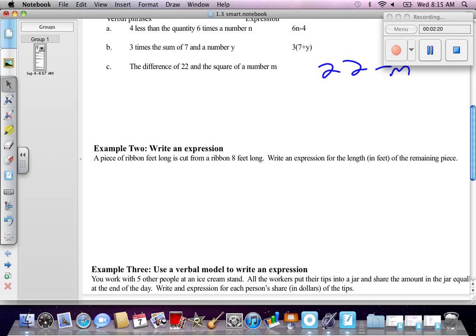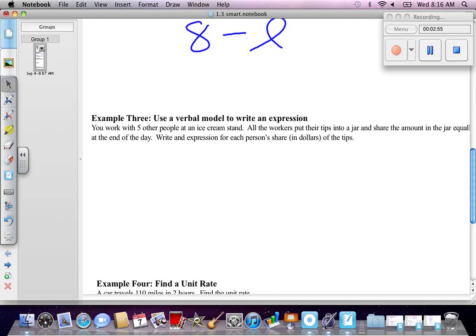All right, let's turn our paper over and look at example 2. We're going to write an expression. A piece of ribbon that is L feet long is cut from an 8-foot ribbon. Write an expression. So how much ribbon did we start with? 8 feet. And we cut off L amount. So we started with 8 feet. We cut off L amount. You've got to ask questions about these. I know we don't like word problems, but.